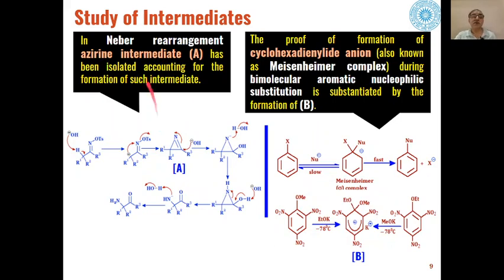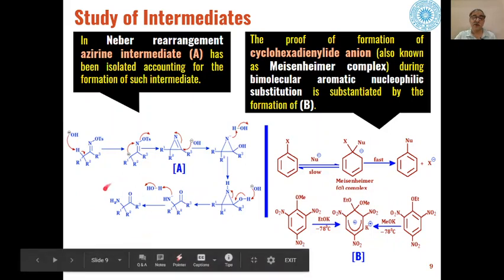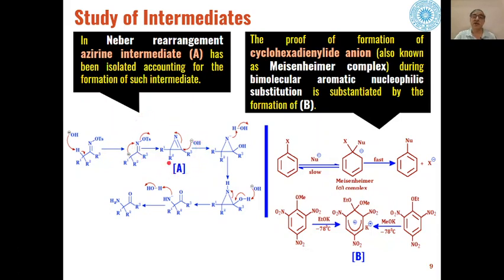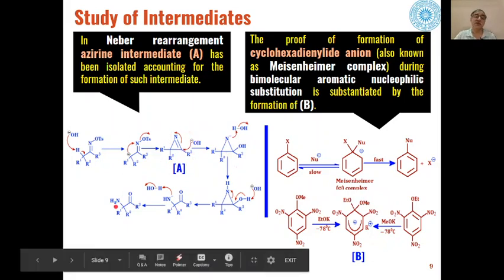Another example where the intermediates have been isolated is the Neber rearrangement. In the Neber rearrangement, tosylate oximes under basic conditions are converted into these types of beta amino ketones as the product, and here these types of azirines are formed as intermediates, and in many Neber rearrangement reactions these intermediates have actually been isolated during the reaction, and isolation of these intermediates proves that the mechanism of the reaction involved is like this.